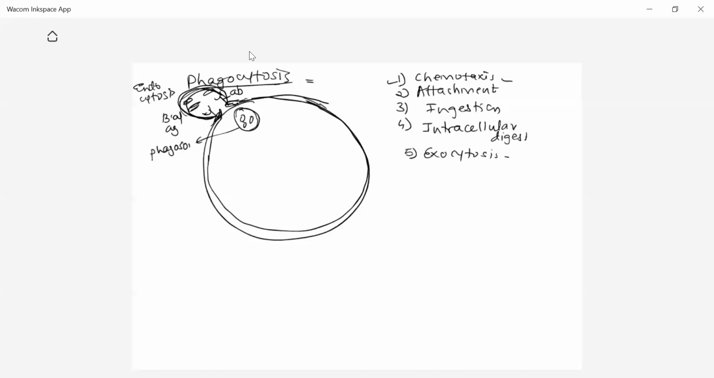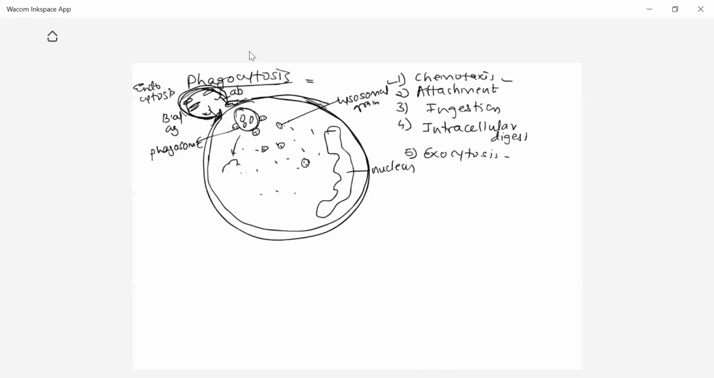Here, as I told, this cell has a multilobed nucleus. This is the nucleus of the cell, and it is peripheral, on one side. This cell has a granular cytoplasm, which consists of phagosomes as well as ribosomes. So there is fusion of these lysosomal granules to the phagosome, the fusion of lysosome to the phagosome. After this fusion, your structure will look like this.